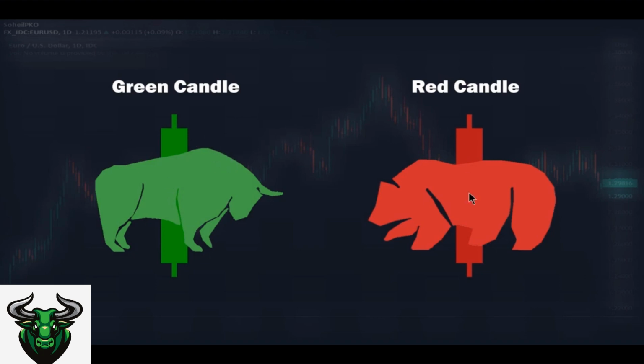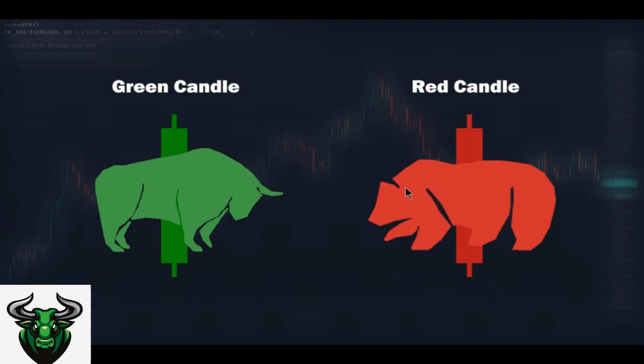And when you see a red candle like this, when the closing price is lower than the opening price, it indicates that in that session, the bears had the upper hand and pushed the price lower than the opening price. In other words, it means that because of a reason, more and more traders were interested to sell in that session, and the supply was greater than the demand in that time period, which caused the price to go down.